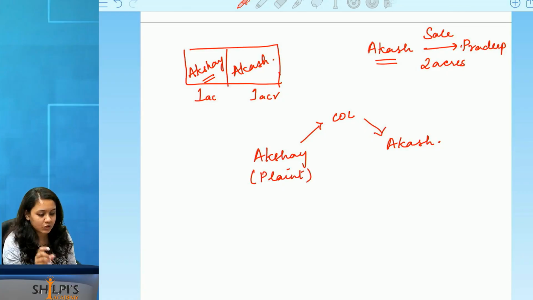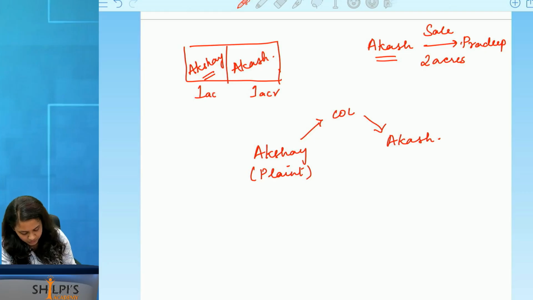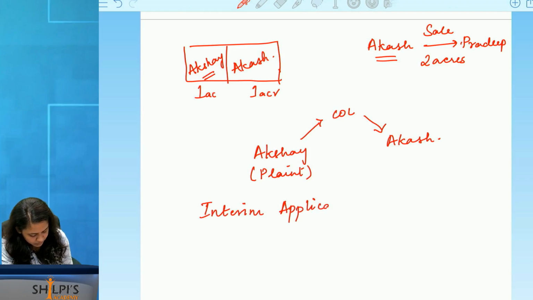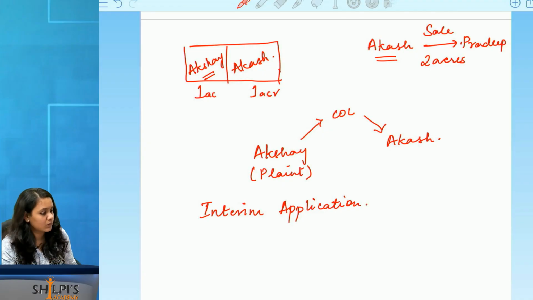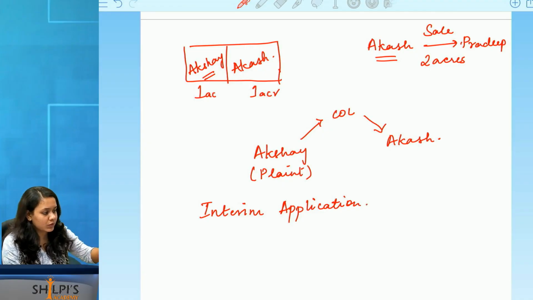But please remember, the court is required to send the summons only within 30 days. But it looks like Akash is going to make a sale of property immediately. So what the law is saying is that Akshay can also file an interim application claiming what? Claiming stop the sale of this land.